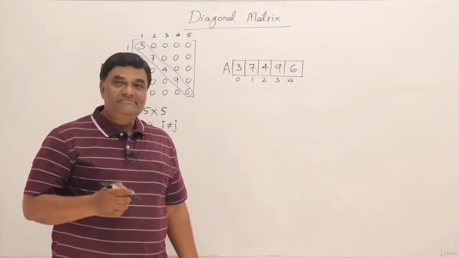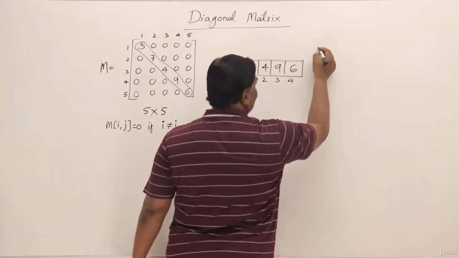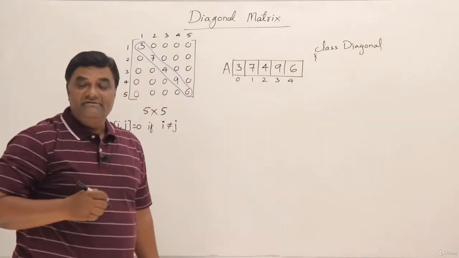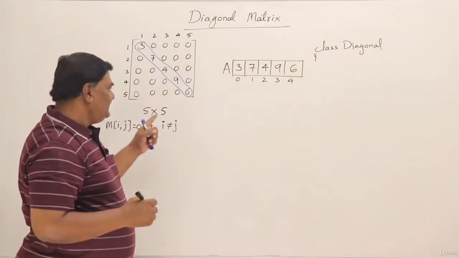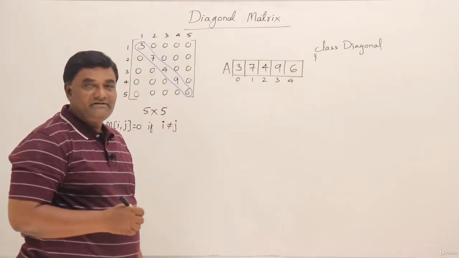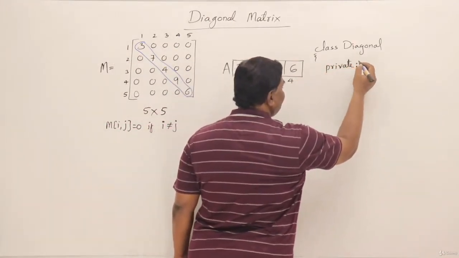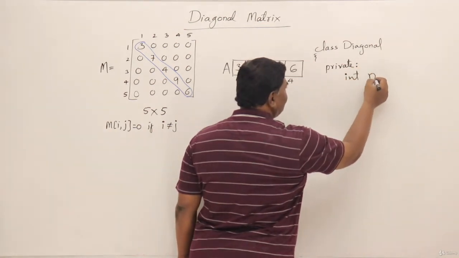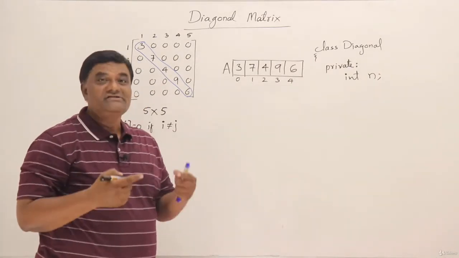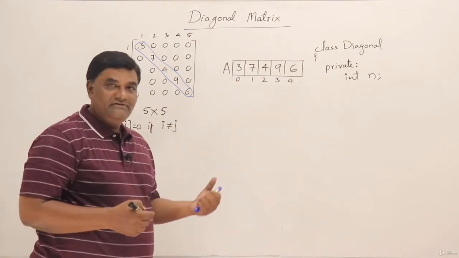Now let us write a C++ class for a diagonal matrix. Let us take the class name as diagonal. What are the data members or properties required for a diagonal matrix? I need a dimension and an array space for storing the elements. Let us make the data private. Two things I need. One is dimension n. As it's a square matrix, just n is enough. We don't need m cross n, just one dimension. If n is 5, it is 5 into 5.